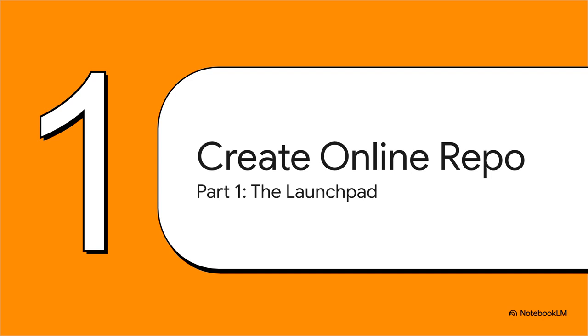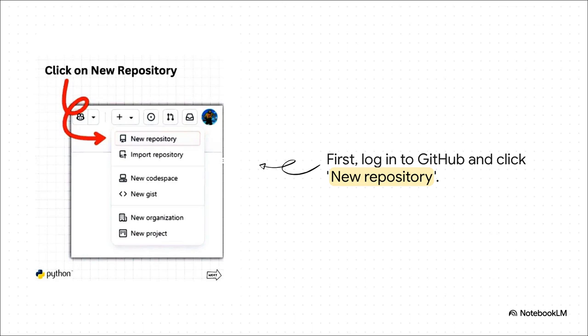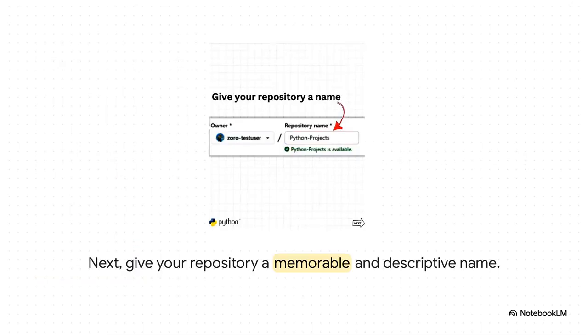This is what I like to call the launchpad. And the best part is, this whole section happens right in your browser. No scary command line yet. Okay, first things first, get yourself logged into your GitHub account. Right there on your main page, you're going to see a big New button, or maybe a little plus icon. Just give that a click and choose New Repository from the menu. This is square one.